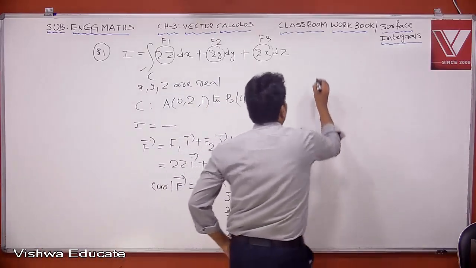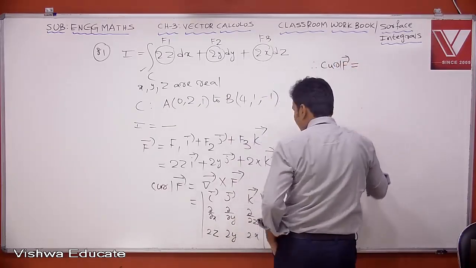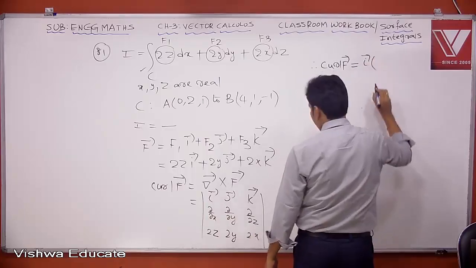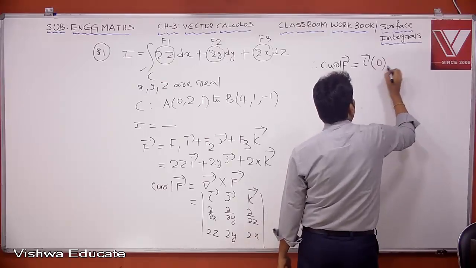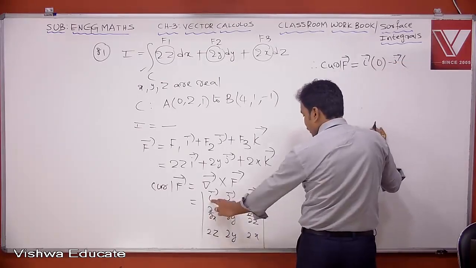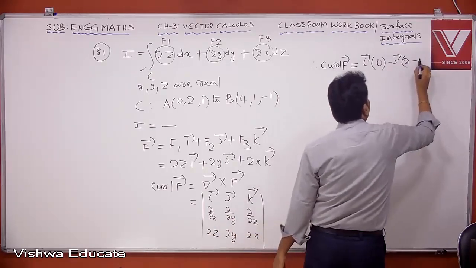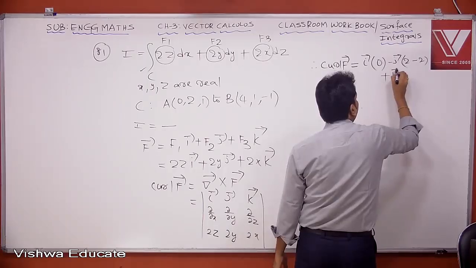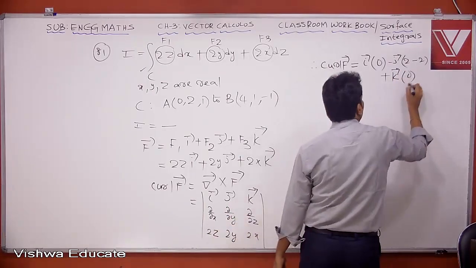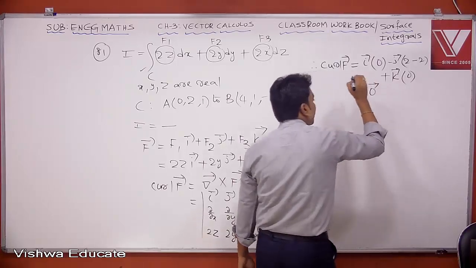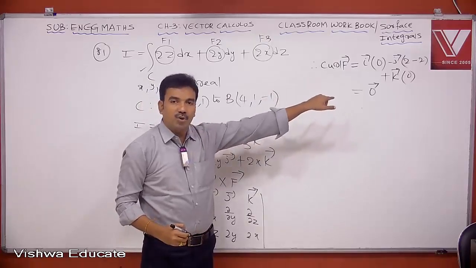Now let us simplify this. Therefore in this case curl F bar equals i bar times dou by dou y of 2x, which is 0, minus dou by dou z of 2y, which is 0, minus j bar times dou by dou x of 2x, which is 2, minus dou by dou z of 2z, which is 2, plus k bar times dou by dou x of 2y, which is 0, minus dou by dou y of 2z, which is 0. Now this curl F bar is a null vector. So we are lucky because curl F bar equals the null vector.